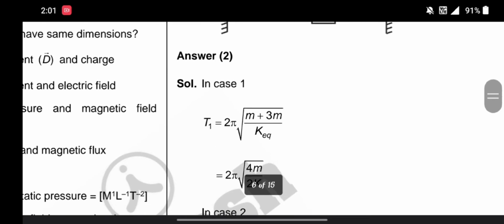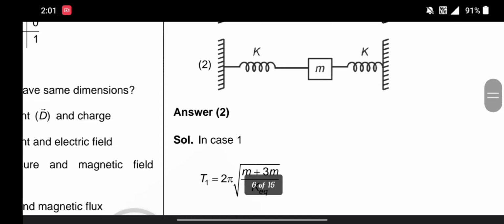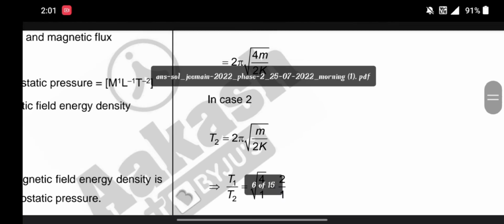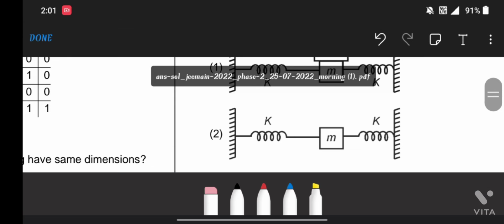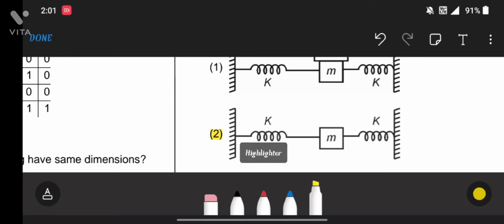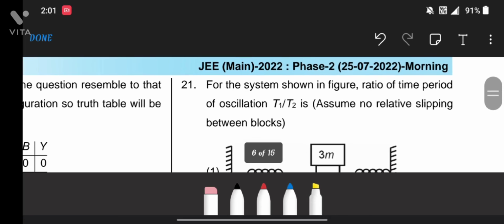So T1 by T2 is equal to root 4 by 1 we'll get, right? We have done up, so therefore it will be 2 by 1 is the answer. So therefore in case 2 we are getting 2 by 1. Is it correct, right? Case 2 is correct. So therefore case 2 is correct for question number 21.